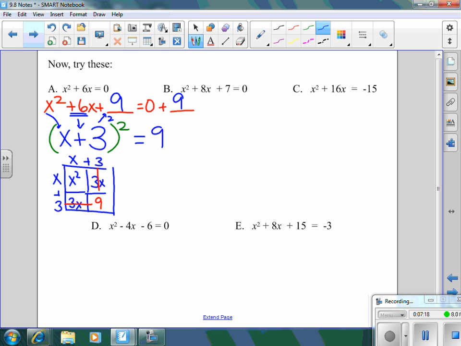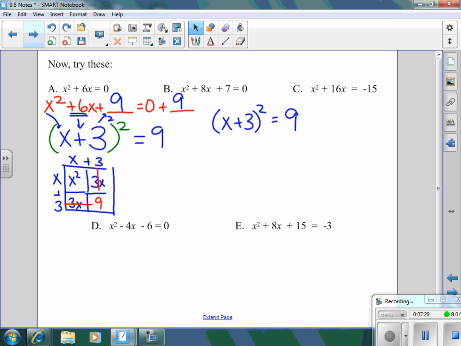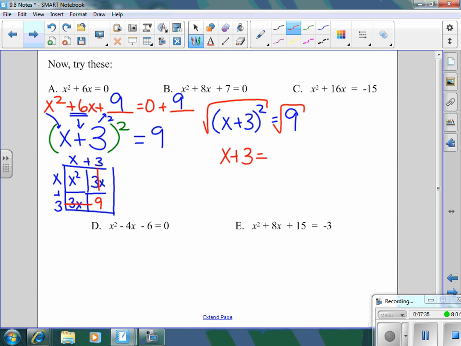So we end up with, let's just rewrite this, x plus 3 all squared equals 9. And now this is something that we can solve. Take the square root of both sides. We get x plus 3 equals plus or minus 9. Be very careful here that you don't subtract 3 from both sides and then say that your answer is plus or minus 6. Remember to split this up into 2 problems.